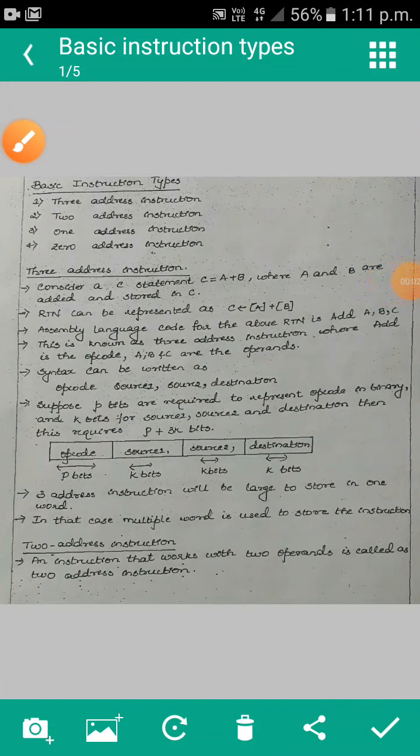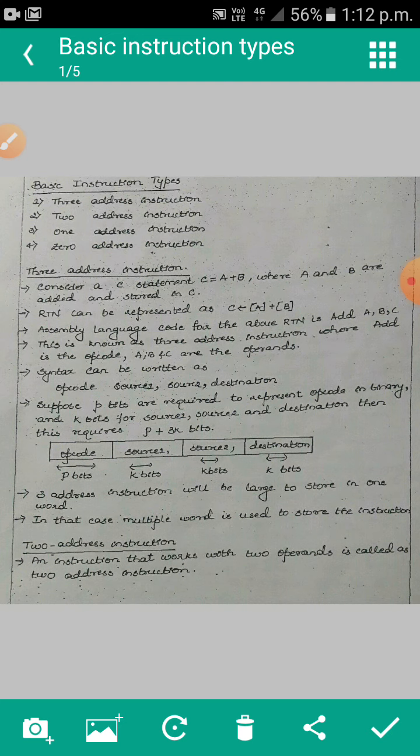In today's class, we'll discuss the basic instruction types. The basic instruction types are 3 address instruction, 2 address instruction, 1 address instruction, and 0 address instruction. Why we use these instructions: I already told that we write the program in a high level language. During compilation, that high level language is converted into assembly level language. After converting it into assembly level language, that assembly language code can be written using 3 address, 1 address, 2 address, or 0 address instructions.